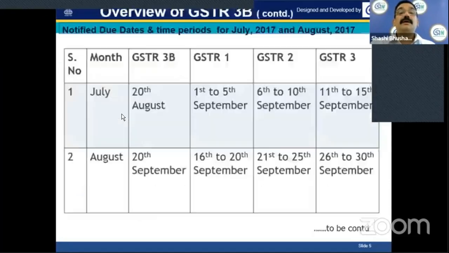Now, these are the dates which have now been formally notified by the government that GSTR 3B has to be filed for July by the 20th August, for August by the 20th September.